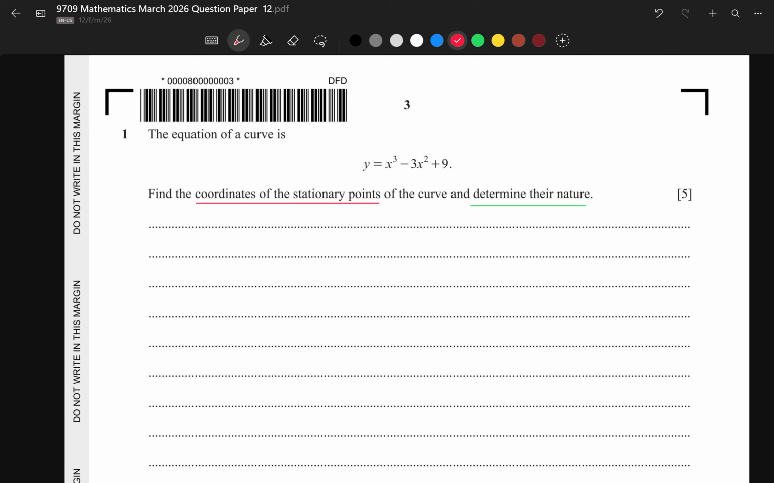The equation of a curve is y equals x cubed minus 3x squared plus 9. Find the coordinates of the stationary points of the curve and determine their nature. So to find the stationary points, we have to find the first derivative and equate it to 0.